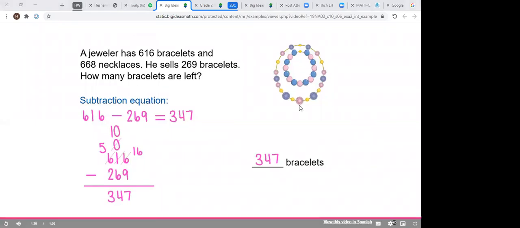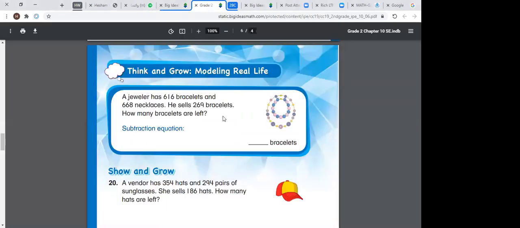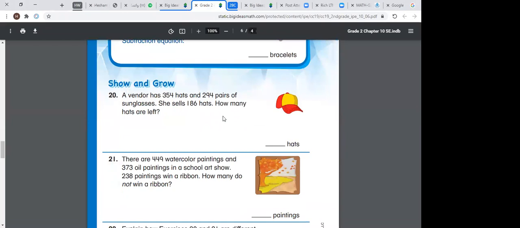Now, my dear students, please all of you write here 347, because 616 minus 269 equals 347. Now let's answer the next question quickly, grade 2. A vendor has 354 hats and 294 pairs of sunglasses. She sells 186 hats. How many hats are left?